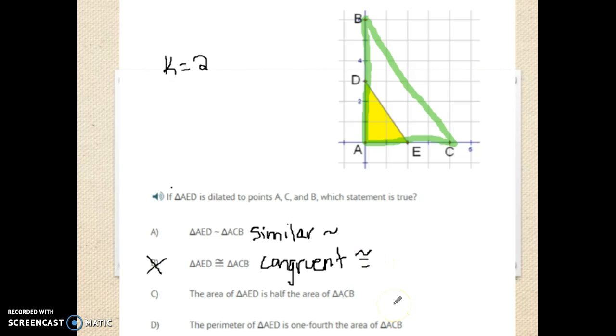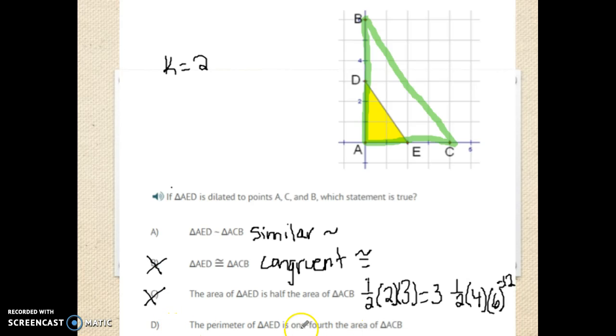But if you actually found the area of both triangles, the area of the yellow triangle would be 1/2 base times height, which would be 3. And then the area of the green triangle would be 1/2 base times height, which would be 12. So you can't just take 12 and divide it by 2 and get the other area. So that is not a true statement.